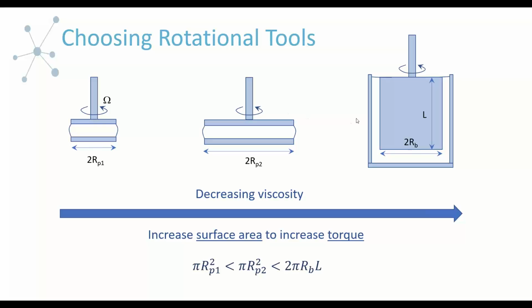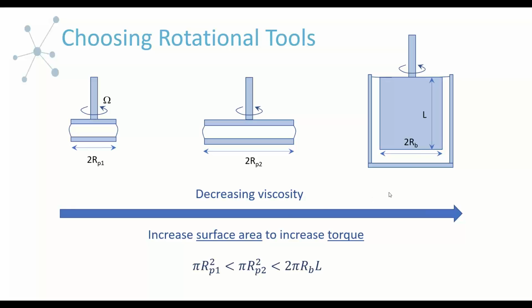And then as you drop even further in viscosity, and rotational instruments can handle viscosity similar to that of water, you're going to need to move to the tools with the most surface area. Those would be the concentric cylinders or the cuvette geometries, either the standard one, which is pictured here, or the double wall, which I didn't have the patience to draw. But that's the general idea.